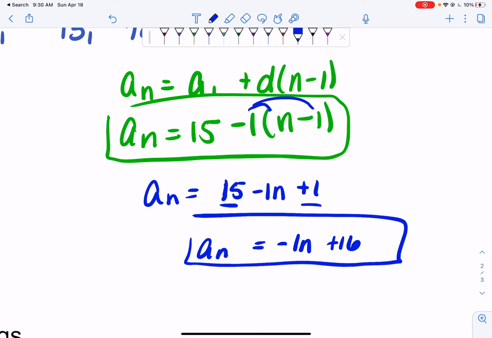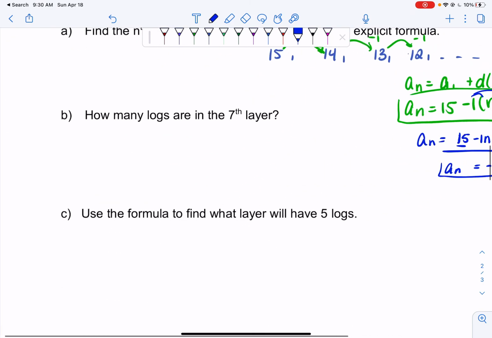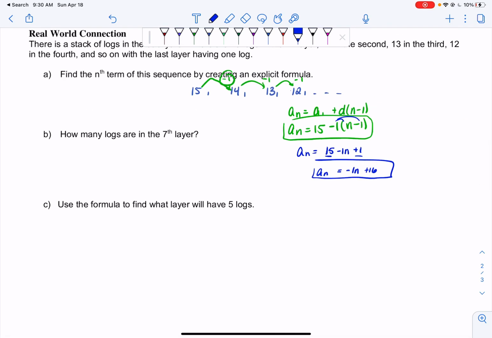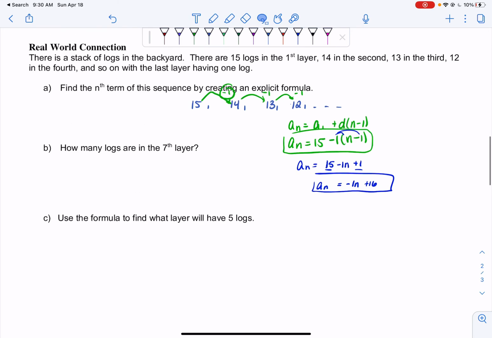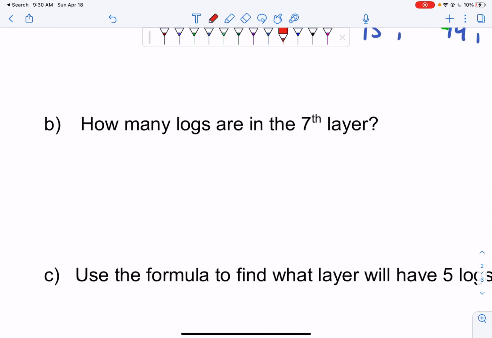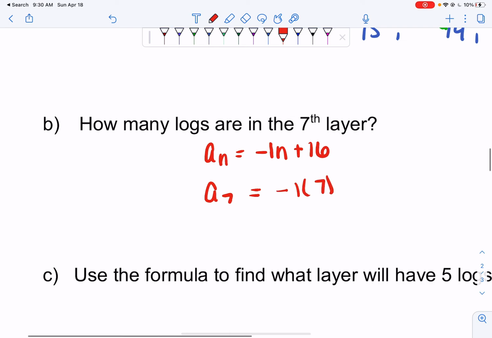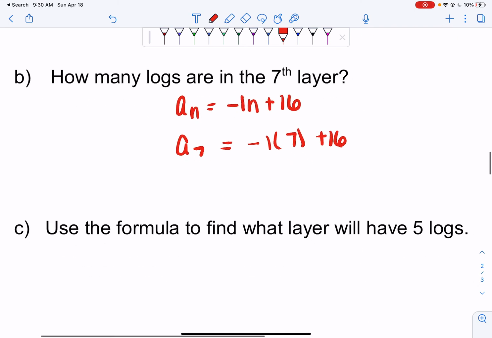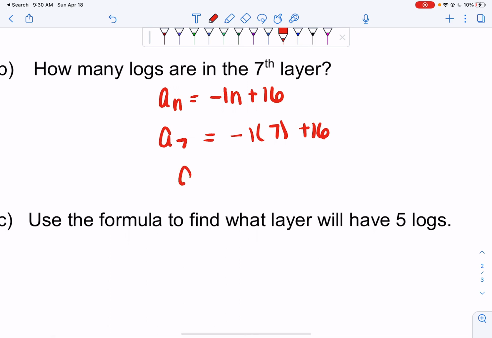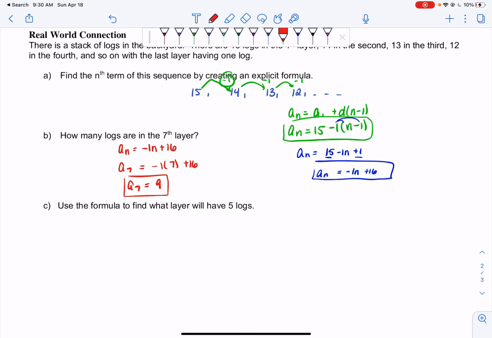Now, we're going to go on to part B, where it says how many logs are in the 7th layer. So I want to find out what's happening at layer 7. We know this is our rule: a sub n equals -1n plus 16. So we're going to plug in 7 for n. So I have a sub 7 equals -1 times 7 plus 16. I type that in my calculator, and I get 9. And that's my final answer. So there's 9 logs in the 7th layer.